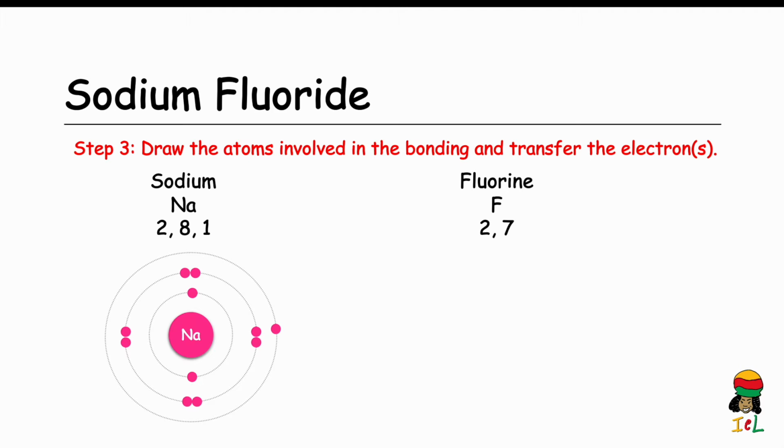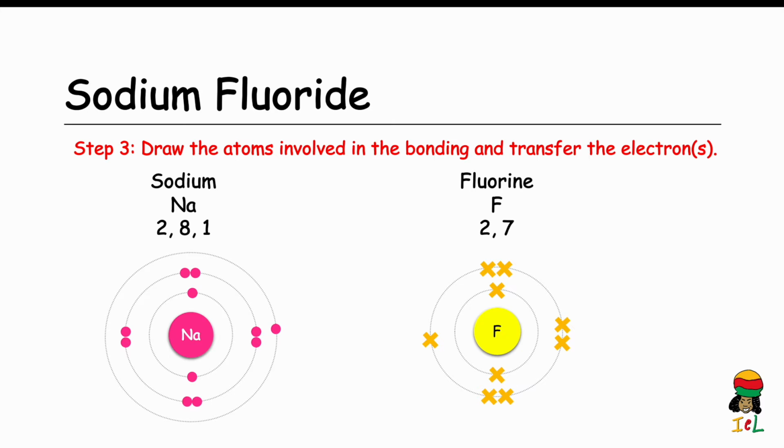Next, we draw the fluorine atom, starting with the central nucleus, surrounded by 2 shells. Crosses are used to represent the electrons on the fluorine atom. The first shell has a maximum of 2 electrons, and the second, which is the final shell, has 7 electrons.